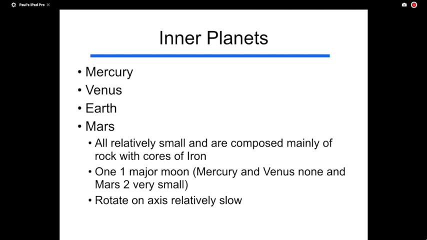Also, you can say it 2 ways. They have long days, or they have slow rotation around their axis. So it takes a lot of hours for them to have one full day. That's going to be different than the outer planets.